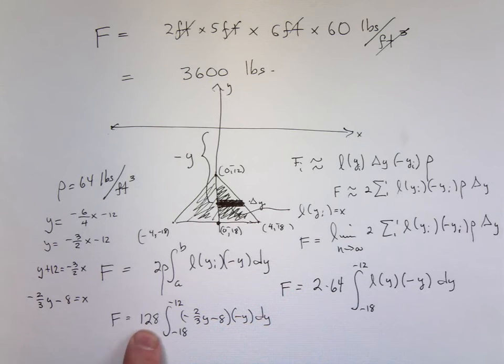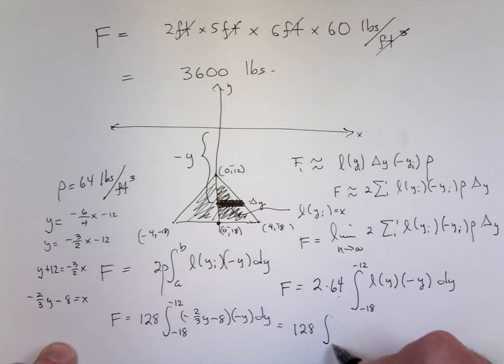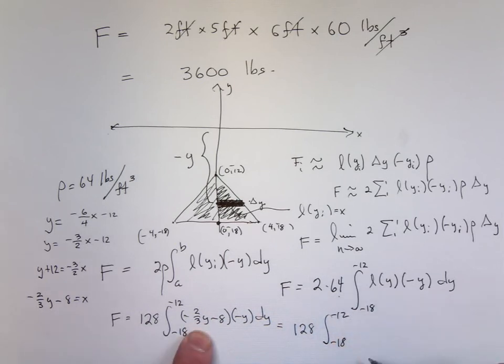Okay, so this is a pain in the neck, this problem, though. I can see that. I'll give it to you for free. Free of charge. 128, negative 18, negative 12. Okay, multiply it through, so we get 2/3 y squared plus 8y dy.